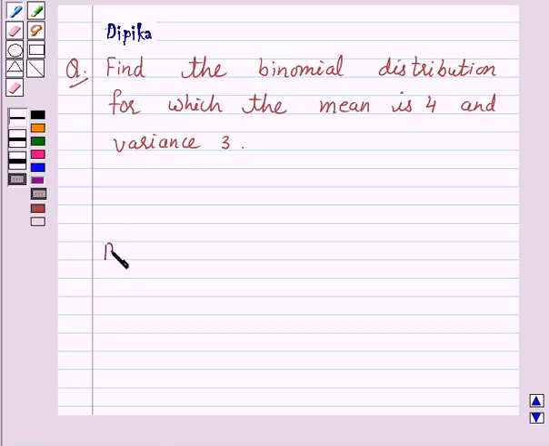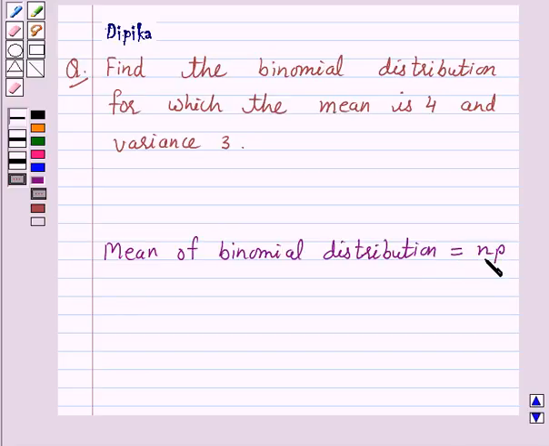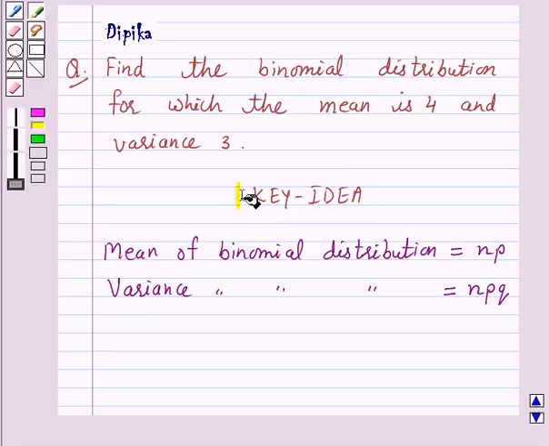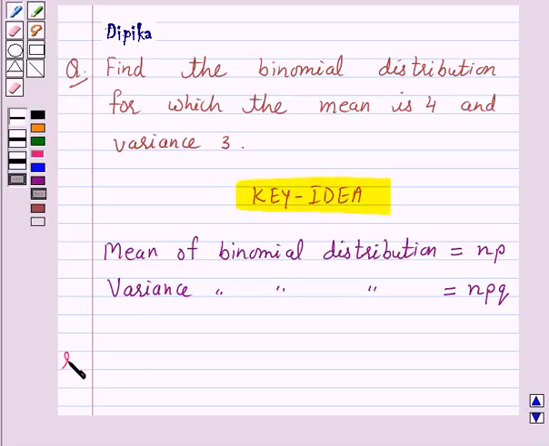Now, the mean of the binomial distribution is given by NP, where N is the number of trials and P is the probability of success of each trial, and variance of binomial distribution is equal to NPQ, where Q is the probability of failure. So this is the key idea behind our question. We will take the help of this key idea to solve the above question. So let's start the solution.